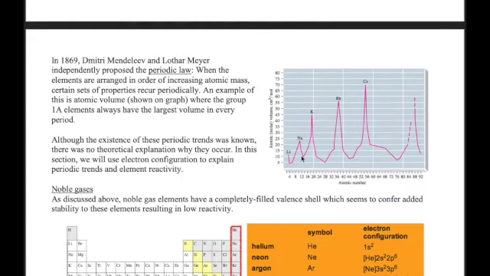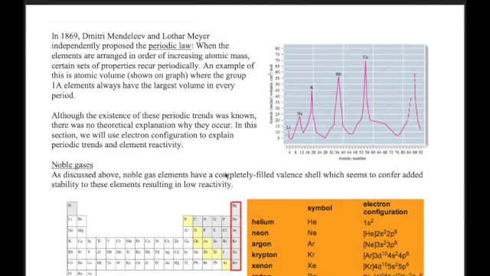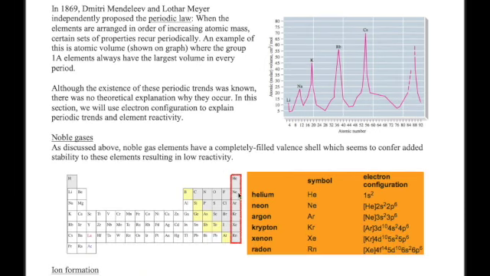So for example, in this case, we're looking at atomic volume, and every time we hit the group 1A elements, lithium, sodium, potassium, rubidium, and cesium, those elements happen to have the largest volume compared to all the other elements in that same period. So if you look at period 2, for example, lithium would have the largest volume. If you look at period 3, sodium would have the largest volume, and so on.